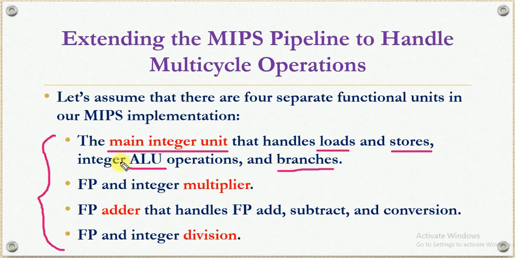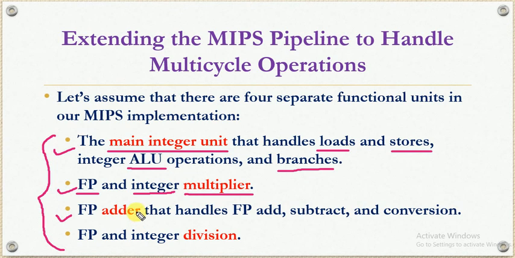The second functional unit is the multiplier, used for both floating point and integer values. For both floating point and integer values, we use a separate functional unit called the multiplier for the multiplication operation. The third is the floating point adder.